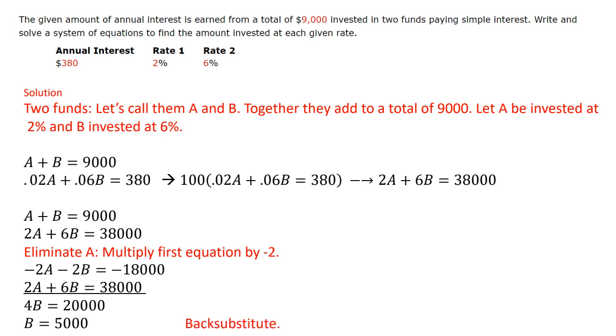Now we need to find a, so we're going to back substitute. Here's my first equation, a plus b is equal to 9,000. I know that b is 5,000. So if I subtract on both sides, I get a is 4,000.